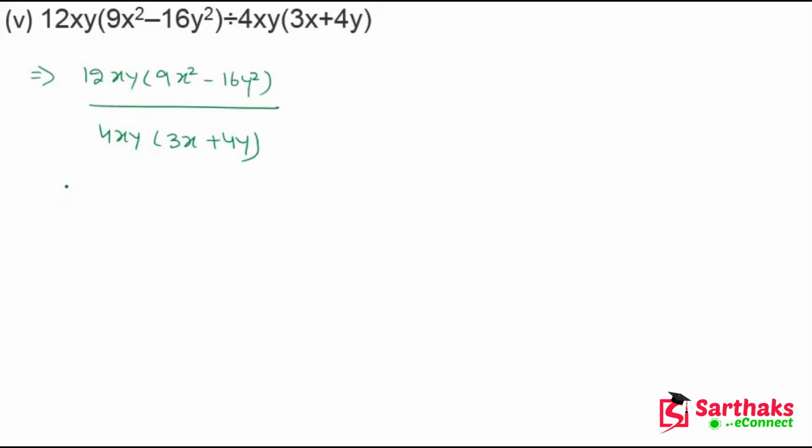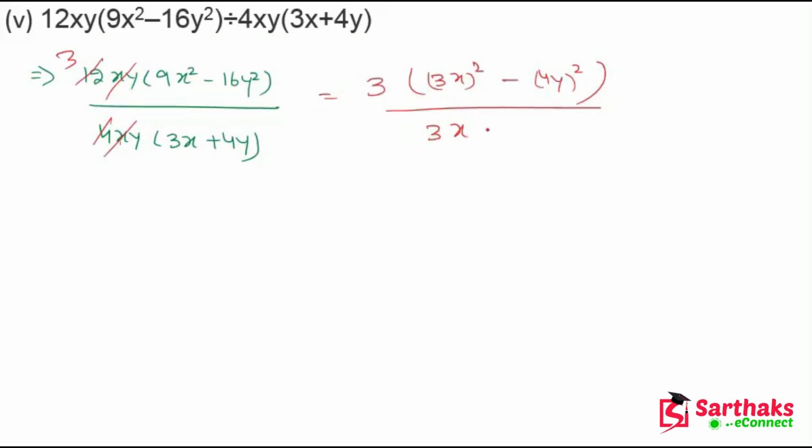So here again we can directly cut xy with xy. And we can divide 12 by 4, which gives 3 times. So we have 3 into 3x square minus 4y square, divided by 3x plus 4y. Here we are using the identity a square minus b square.